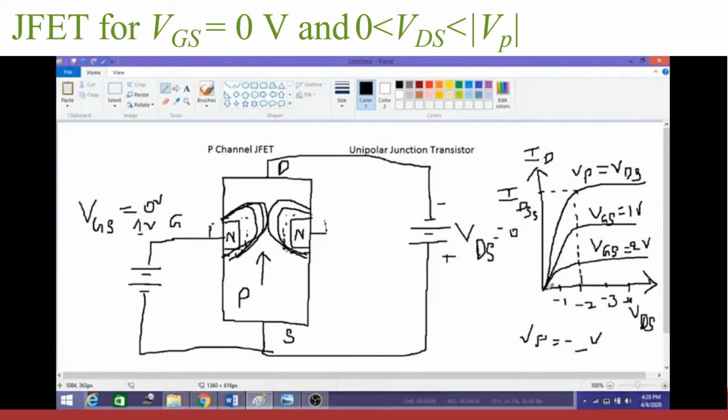So when we look at the characteristics, here when we plot the graph between VDS and ID, this is known as drain characteristics. Here we can see that as VDS is increasing from 0 up to 2 volts, the ID is also increasing. The current at the point where VDS is equal to VP is known as IDSS, also known as the drain to source saturation current. This is also known as ID max, the maximum drain current.